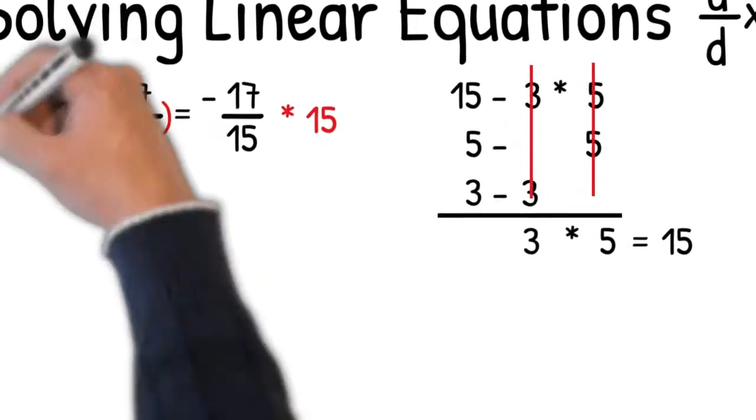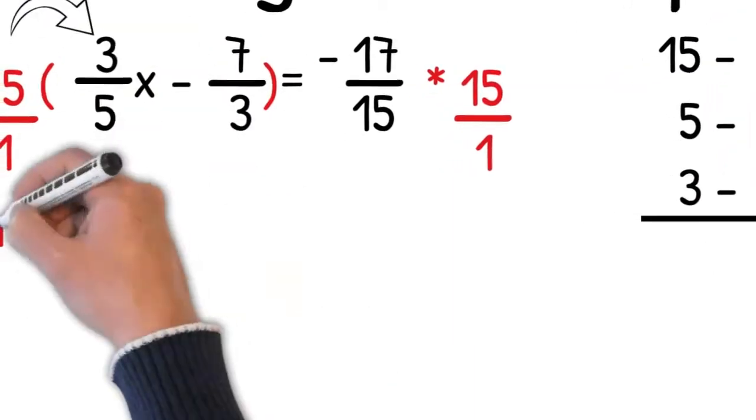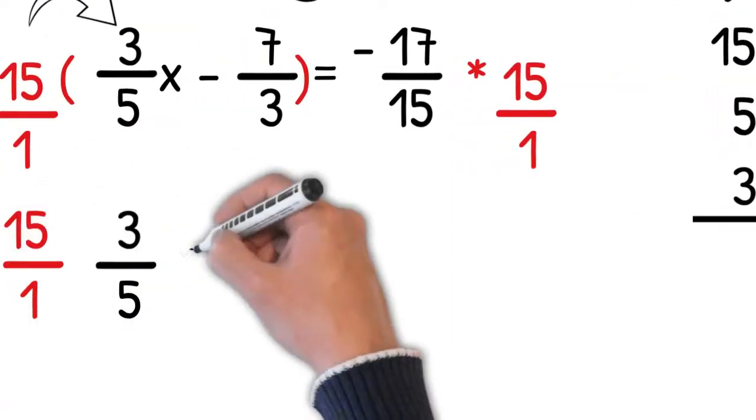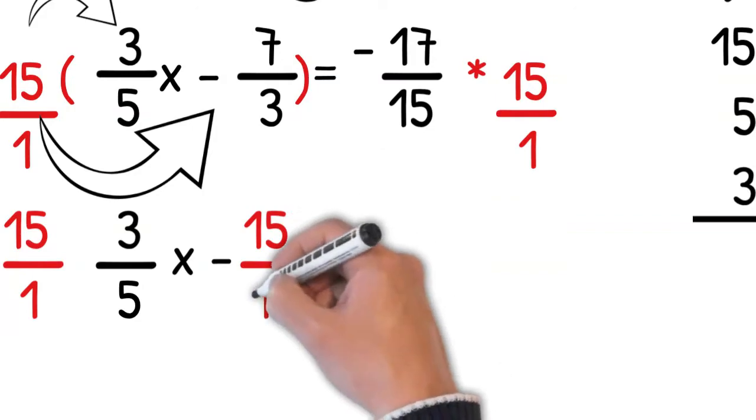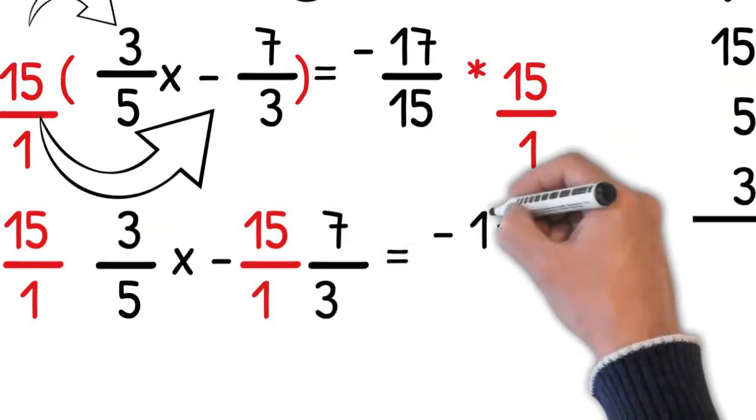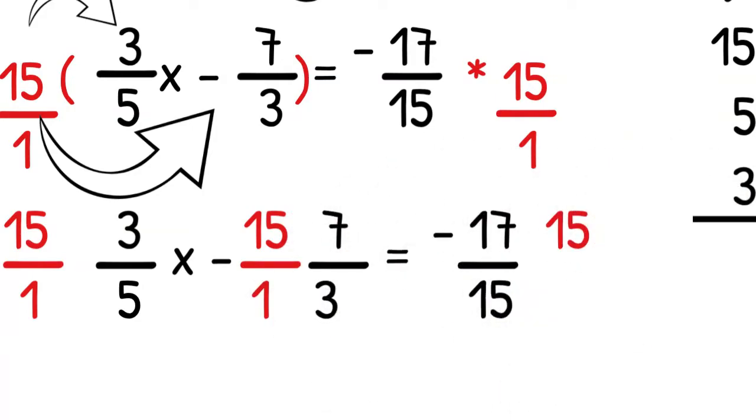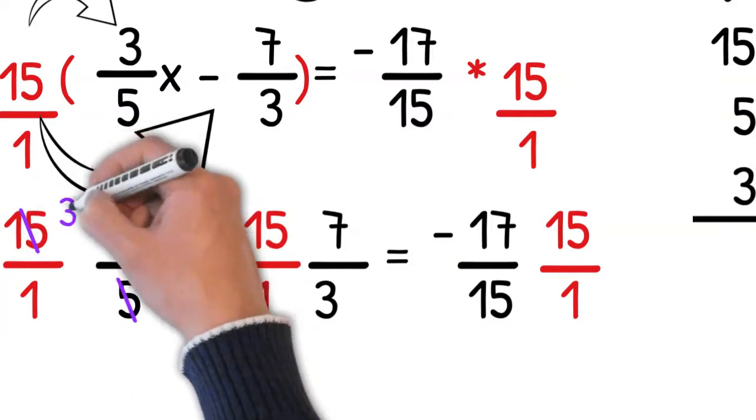To multiply, put the 15 in fraction form, 15 over 1, and distribute. 15 over 1 times 3/5, 15 over 1 times 7/3, and a negative 17 over 15 times 15 over 1. Now let us simplify before we multiply. With 3/5, the denominator is 5. We should be able to reduce it out with the 15. Divide both by the 5. 5 divided by 5 is 1, so it factors out. 15 divided by 5 is 3.